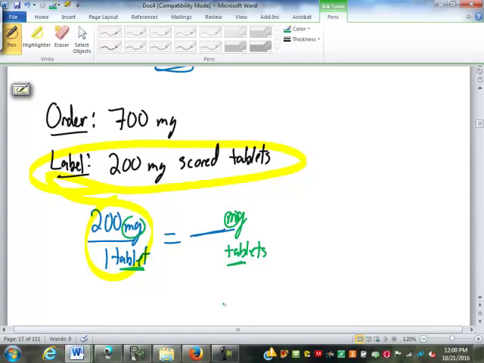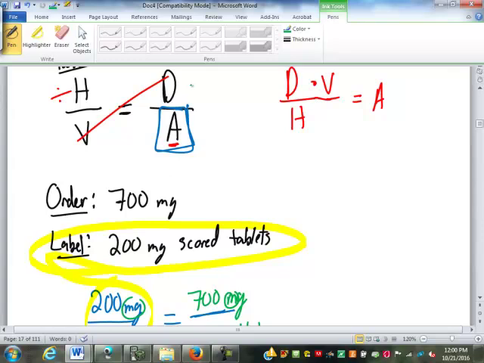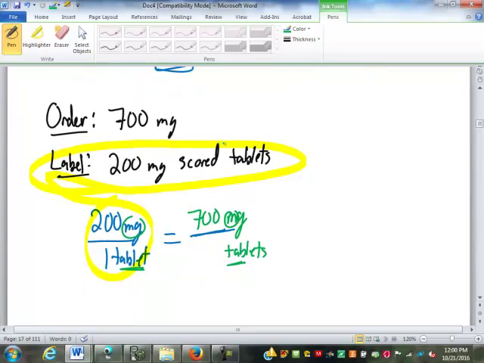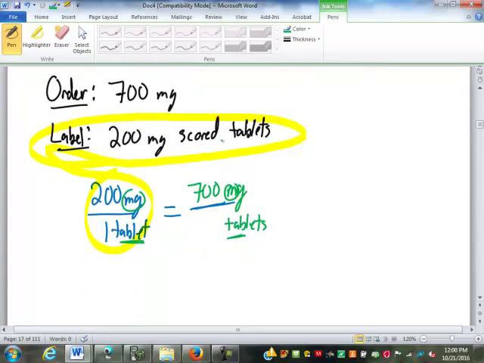So I look at my order and it says 700 milligrams. So where does that have to go? Has to go on top. And we could look back up here and see that is our desired dose. The desired dose goes on top, but we don't need to do that. That's one of the nice things about using the proportion method: all we do is write down here what the label is telling us. Then in the other ratio, we just match up the units.